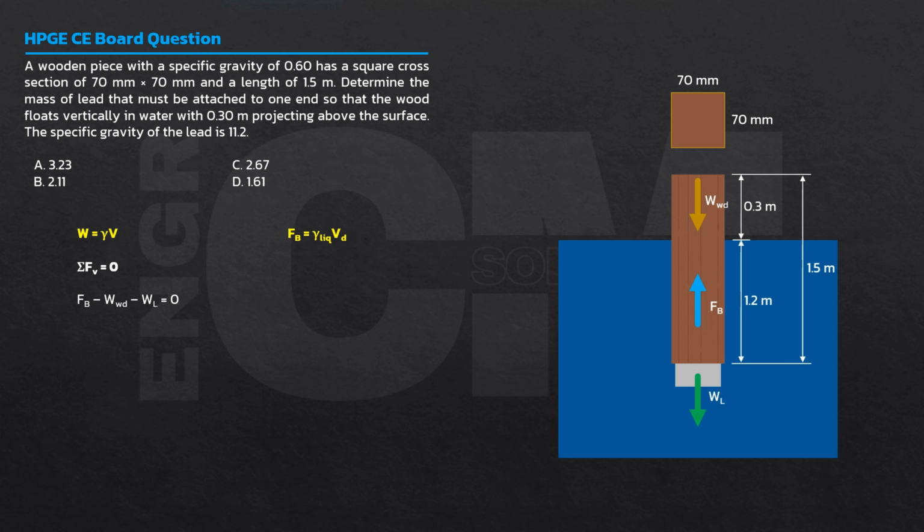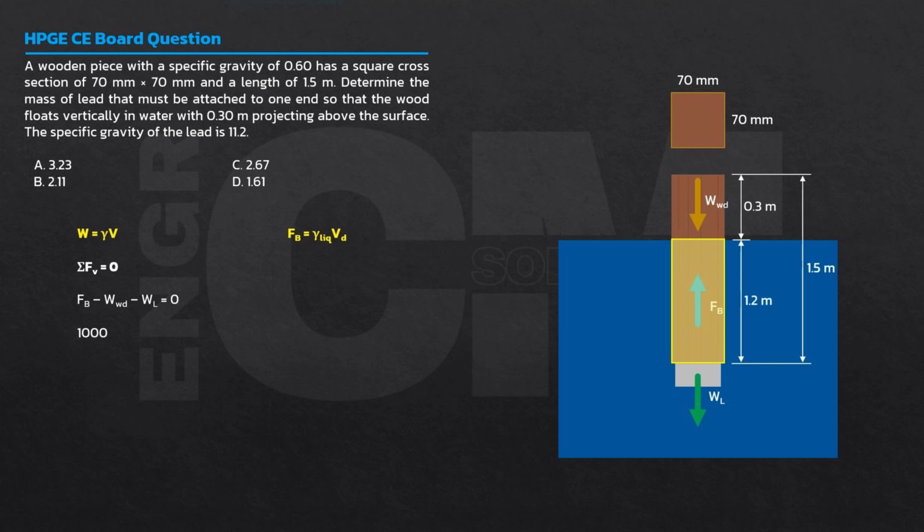Gagawin ko na lang density. So, density of the liquid, 1,000 kilogram per cubic meter. Again, instead na unit weight, ginawa ko na lang density kasi yung density is kilogram per cubic meter. Gamma, or density, times volume displaced, yung volume ng wood na nasa baba, plus volume ng lead. Nag-contribute po yan sa buoyant force yung volume ng lead na nasa baba ng tubig.